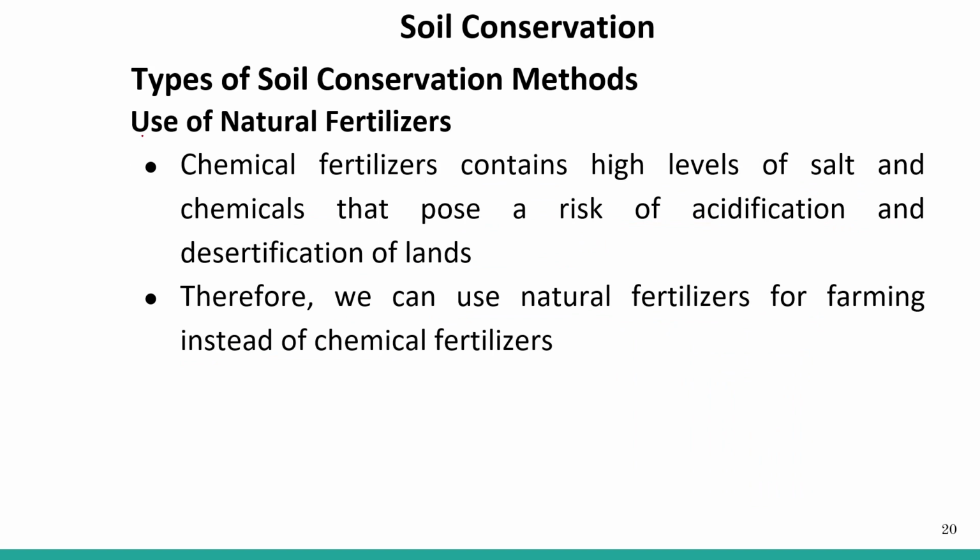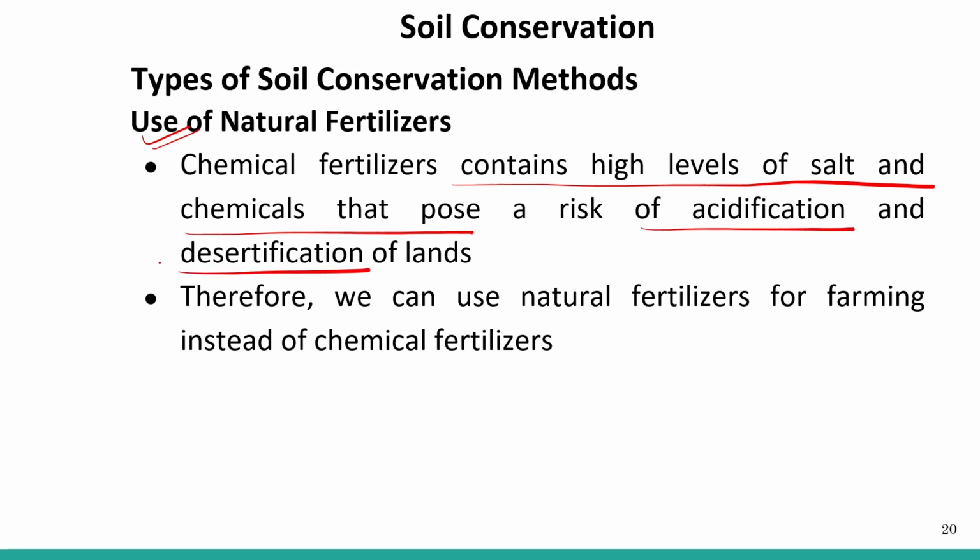Use of natural fertilizer. Chemical fertilizers contain high levels of salt and chemicals that pose a risk of acidification and also desertification of land. Therefore we can use natural fertilizer for farming instead of chemical fertilizers. We all know chemical fertilizer has a lot of salt in it. So why use chemical fertilizer? We can use natural fertilizer instead, and in this way we can conserve our soil.